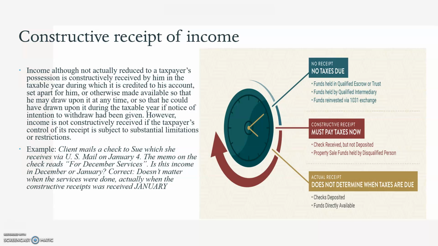Example: a client mails a check to Sue, which she receives via U.S. mail on January 4. The memo on the check reads, "For December services." Is this income in December or January? Correct, it doesn't matter when the services were done, but when the constructive receipt occurred. The answer is going to be January.